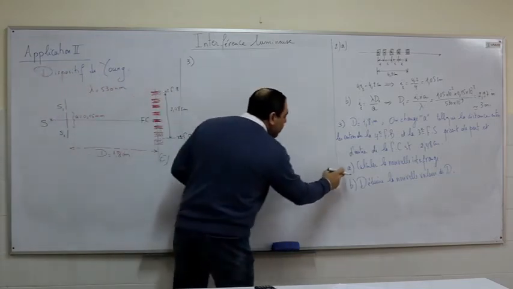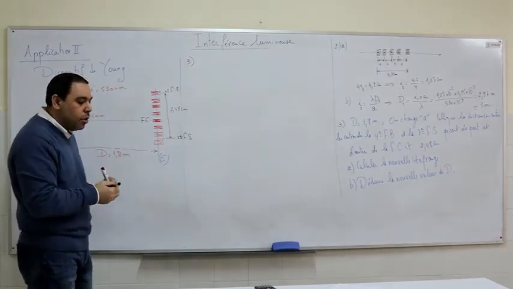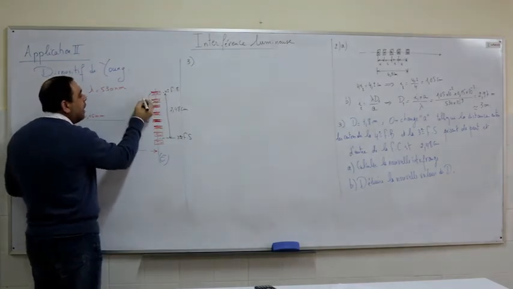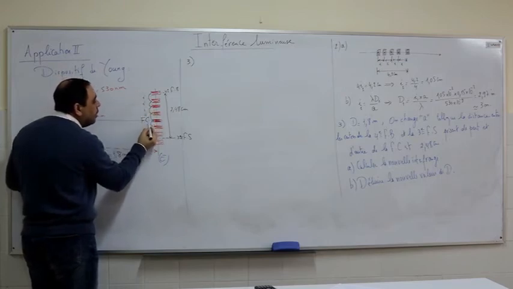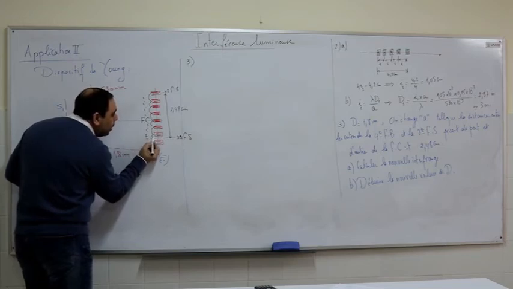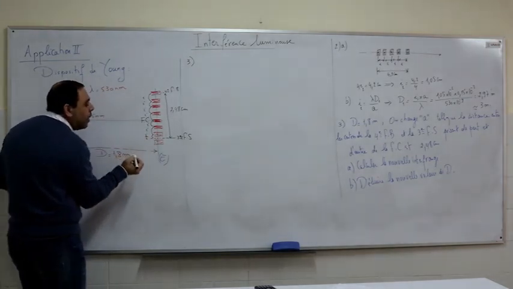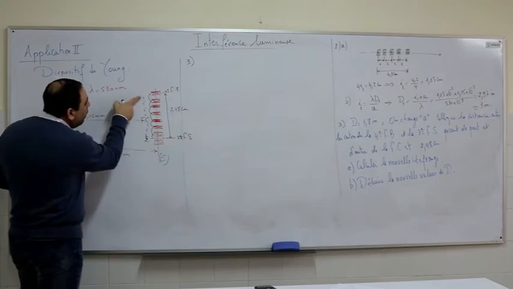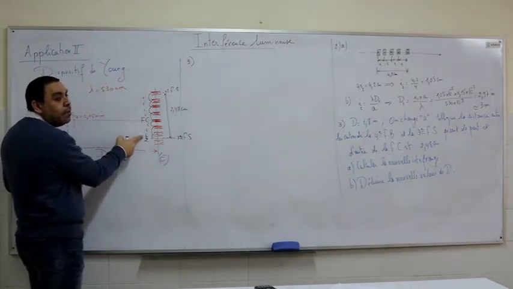In the first part of the question, calculate the new interfringe distance. How can we use the figure here? The distance between the centers of two successive fringes is I. Pay attention that this is half I, which is the distance between a bright and dark fringe. Let's count how many I we have. 1, 2, 3, 4, 5, 6.5.